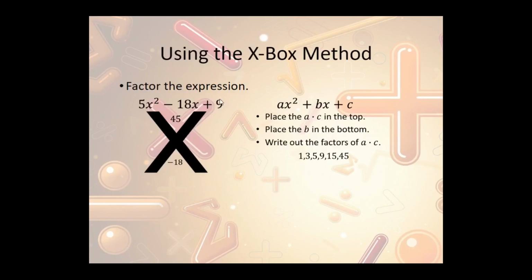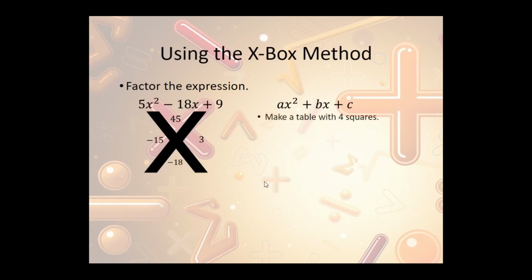Well, this is positive, so we know that the signs have to match. So we need two of them that are going to add up to be 18, which we can see would be 3 and 15. So that would be negative 3 and negative 15, because that'll give us negative 18 total. So we have negative 15, and this should be negative 3.